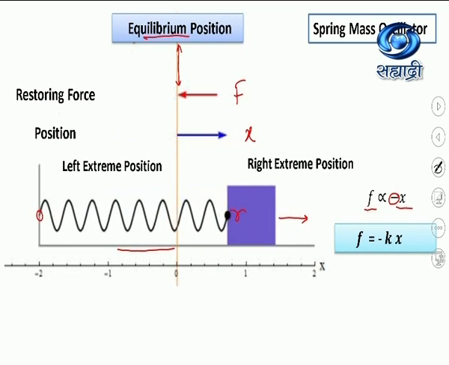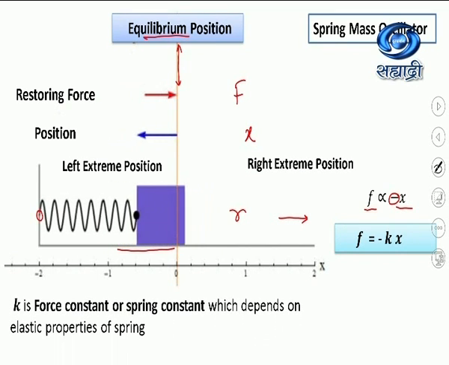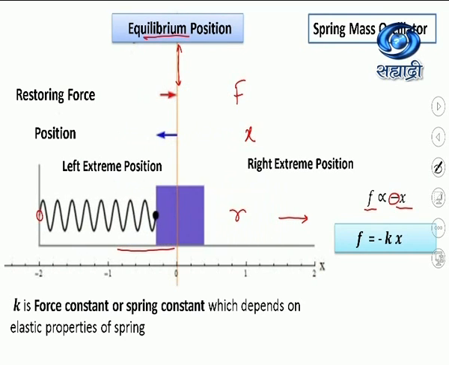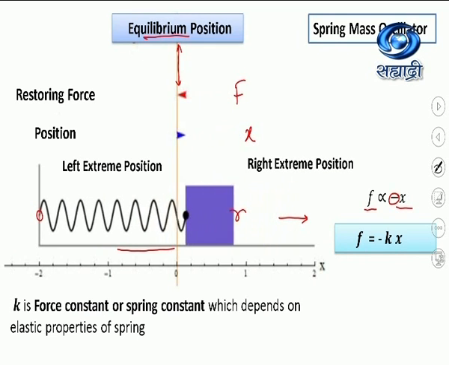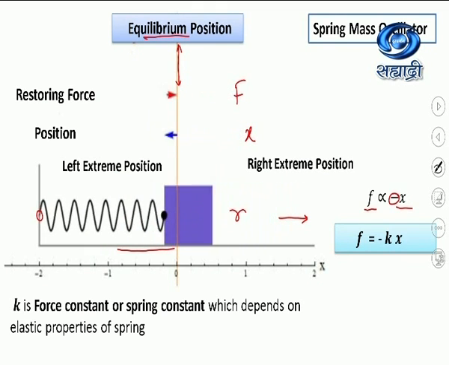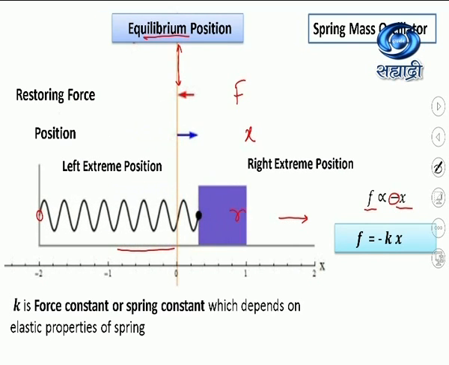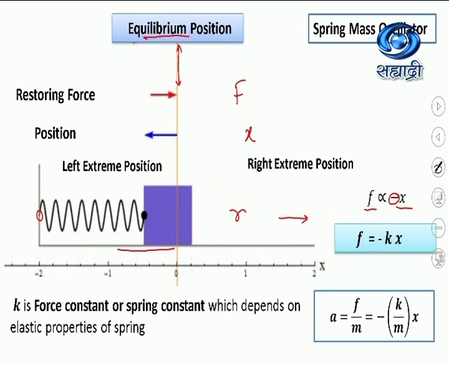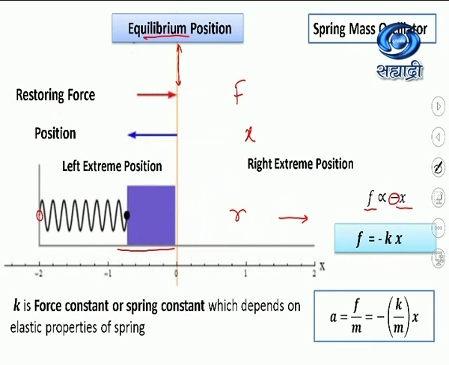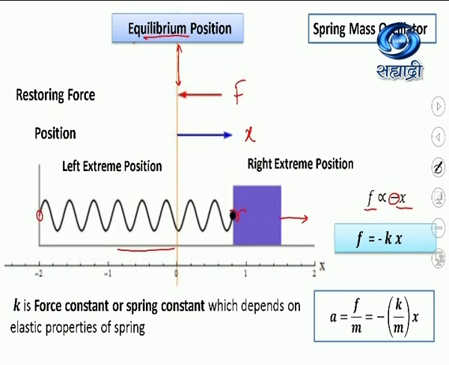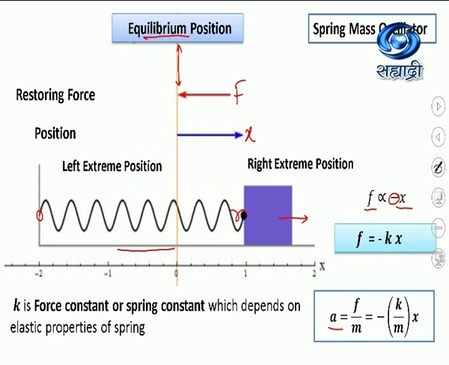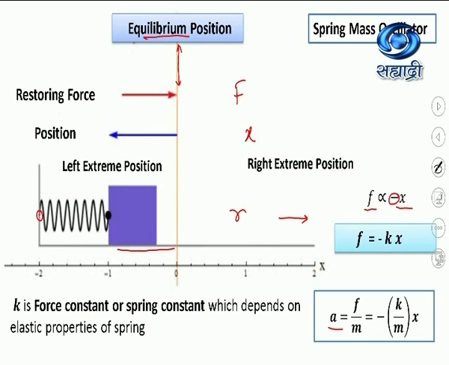Let us convert this proportionality into equality. That is, F is equal to minus kx, where k is a force constant or a spring constant, which depends on the elastic properties of the spring as well as on the physical, external conditions like temperature. When the force comes into play, it accelerates the block towards the equilibrium position. Hence, the acceleration is given by force upon mass, as per Newton's second law.